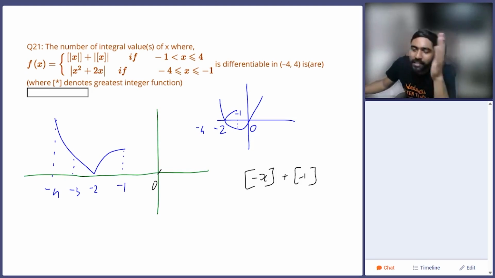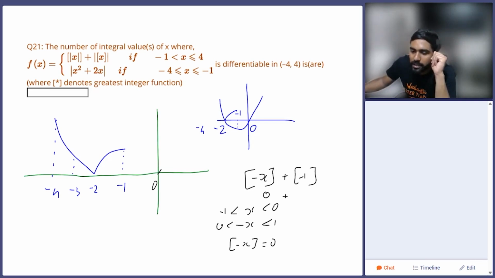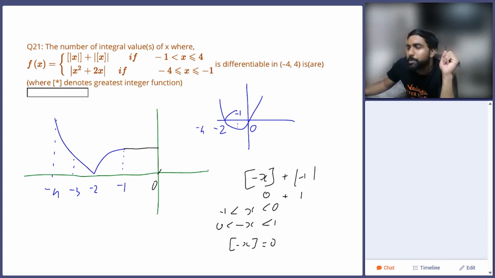And we know that if x lies between -1 and 0, I can say that -x will lie between 0 to 1. So greatest integer function of -x will be 0. So I'll get 0 plus, sorry, mod of -1, right? So the mod on -1 over here. So that's basically 0 plus 1. So between -1 to 0, the value of the function is simply equal to 1.